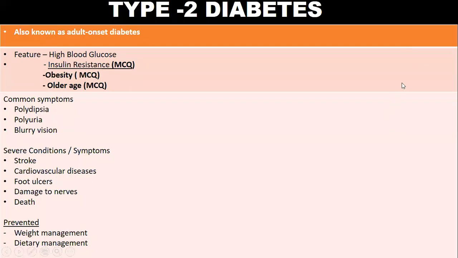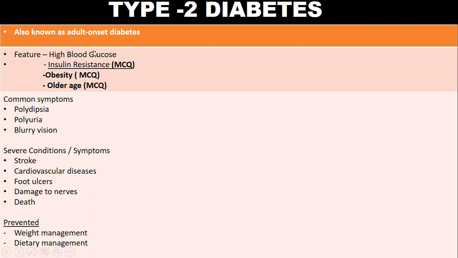Now coming to type 2 diabetes, it is almost similar to type 1 diabetes in symptoms and prevention, but a few points differ that make it totally different. First, it is known as adult onset diabetes. It is known as that because it starts at an older age and not at a very young age.